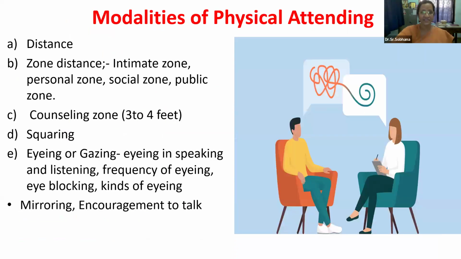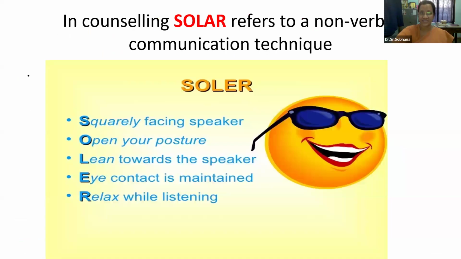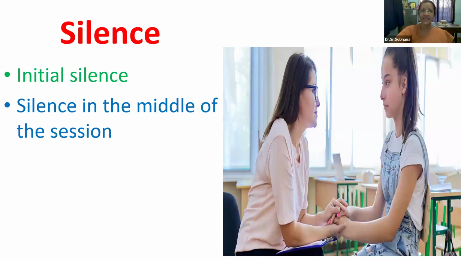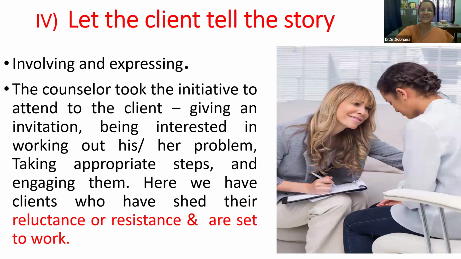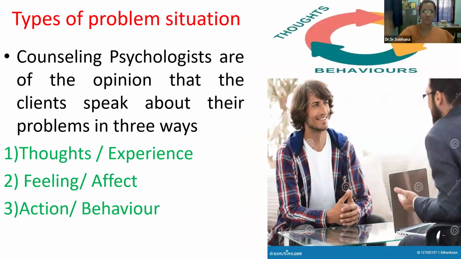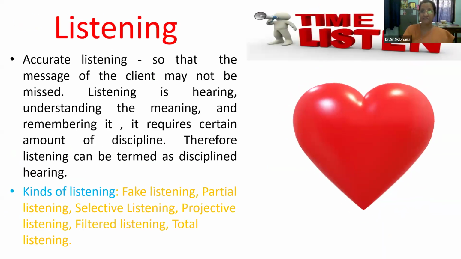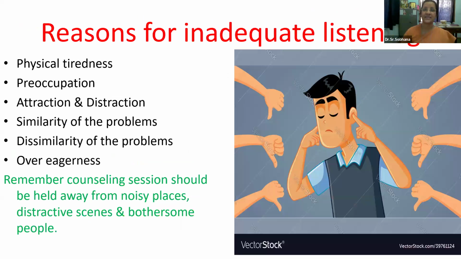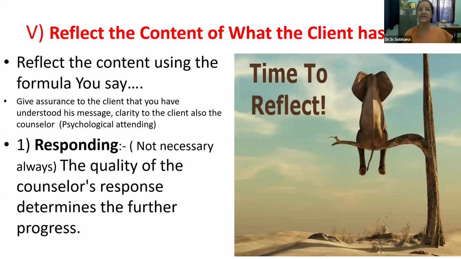Then again, modalities of physical attending. We spoke about the importance of silence. And the fourth one is letting the client tell the story, where we spoke about expressing types of problem, especially the 3 H's: head level, heart level, and hand level, meaning thoughts, feelings, and actions. Then the importance of listening, reasons for inadequate listening. The fifth step was to reflect the content of what the client has said.